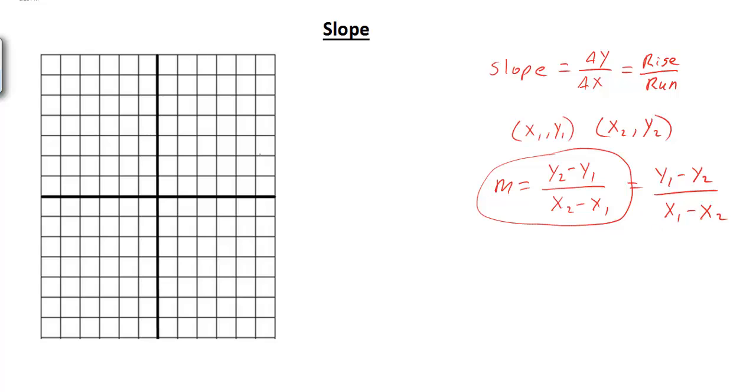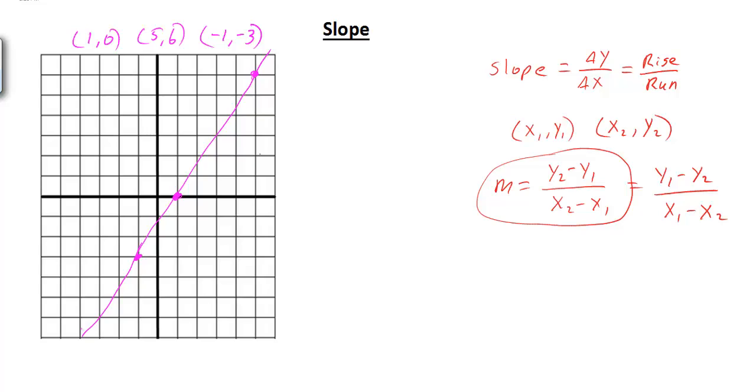So let's look at an example. If I give you the following 3 points: (1, 0), (5, 6), and (-1, -3). If we plot the points, we have (1, 0), so that's over 1. There's our point, and then (5, 6) is over 1, 2, 3, 4, 5, and up 1, 2, 3, 4, 5, 6. And our third point is (-1, -3), over -1, and then down 1, 2, 3.